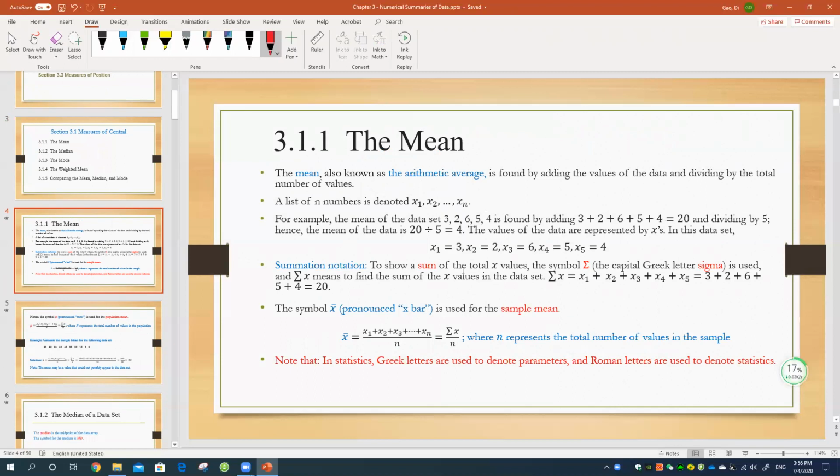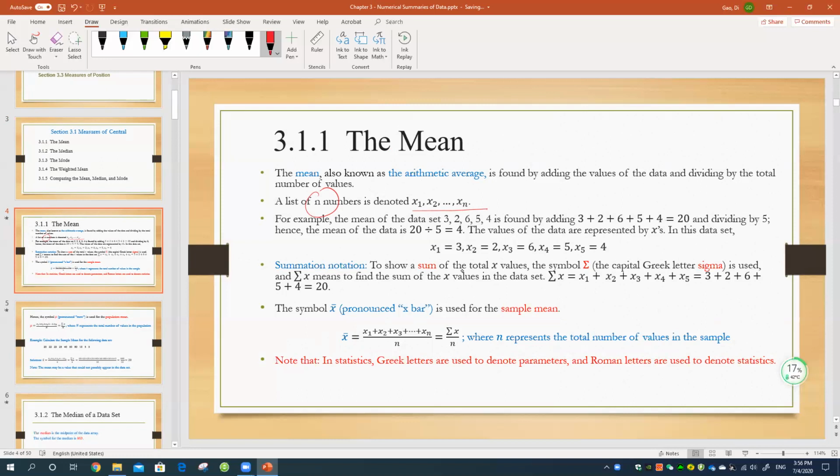So now we're just gonna use some notation to represent the different values here. So we're gonna use x1, x2, xn. Remember the list of n numbers in the data set. So suppose we have n numbers. The first one, we're gonna use x1 to represent the first number, and then x2 represent the second one, and xn represent the nth number in the data set.